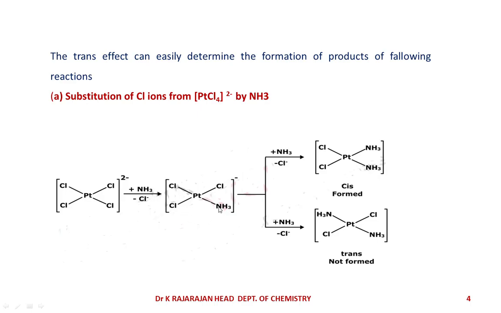Now when this trichloro 1-ammonia platinum complex is allowed to react with another molecule of ammonia, we have two probabilities, two chances, of which one will give the product. Let's see that. In the first case, we will have the cis product. The other probability is the trans product.